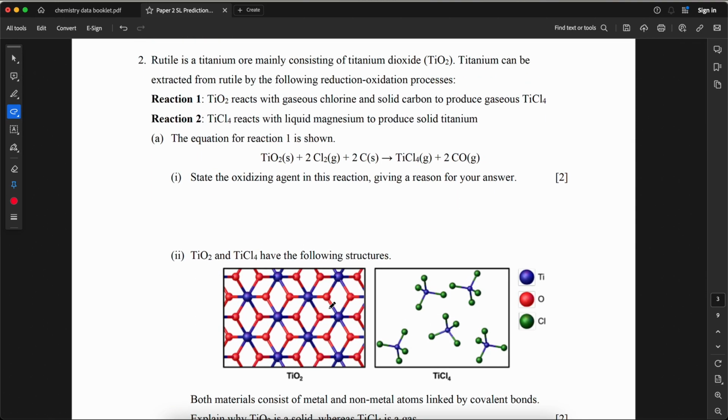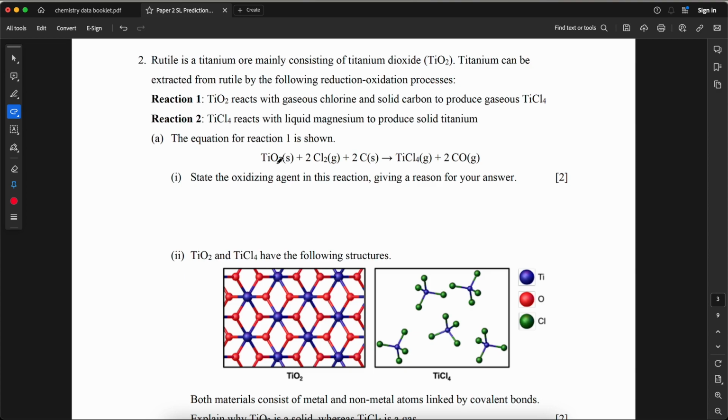Rutile is a titanium ore mainly consisting of titanium dioxide, TiO2. Titanium can be extracted from rutile by the following reduction-oxidation process. In the first reaction, titanium oxide reacts with chlorine gas and solid carbon to produce titanium chloride plus carbon monoxide, and the second reaction reacts with liquid magnesium to produce solid titanium. State the oxidizing agent in this reaction, giving a reason for your answer.